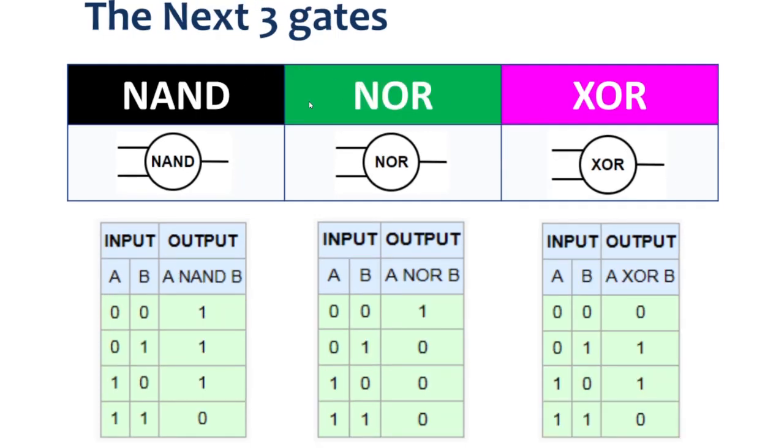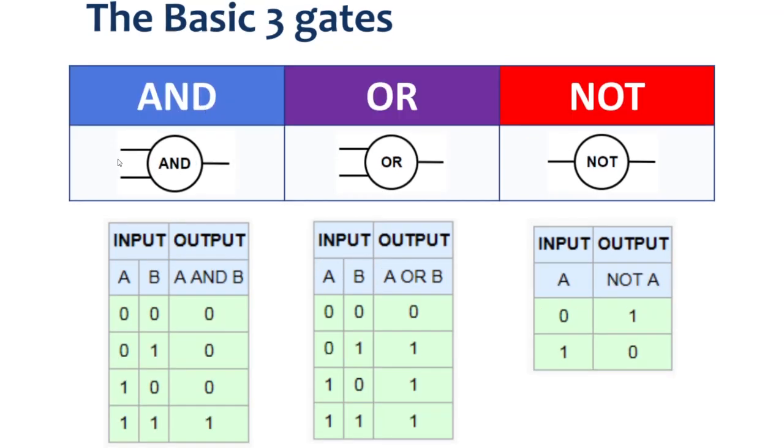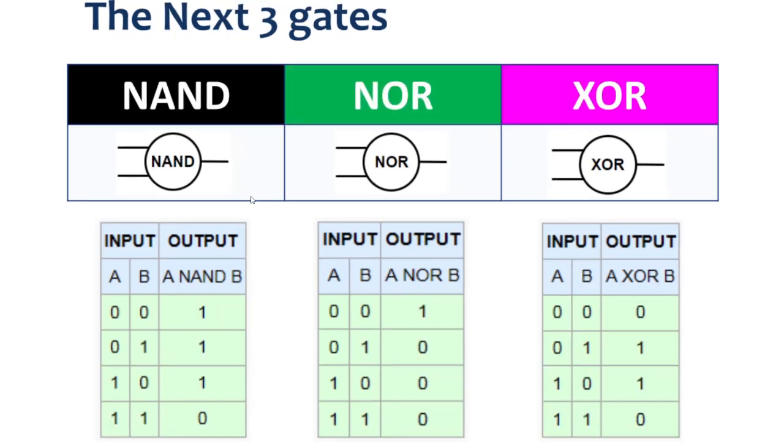Now the next three gates. NAND, or NOT AND. AND was when two inputs are positive, then only the output is positive. NAND is the opposite of that. When both inputs are positive, the output is negative or 0. When one input is positive, it will be 1. When both inputs are false, then also the output will be 1.